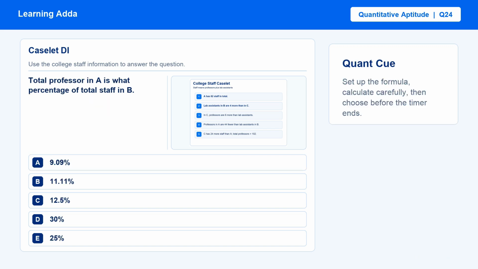Question 24. Total professors in A is what percentage of total staff in B? Option A, 9.09%. Option B, 11.11%. Option C, 12.5%. Option D, 30%. Option E, 25%. The timer starts now.